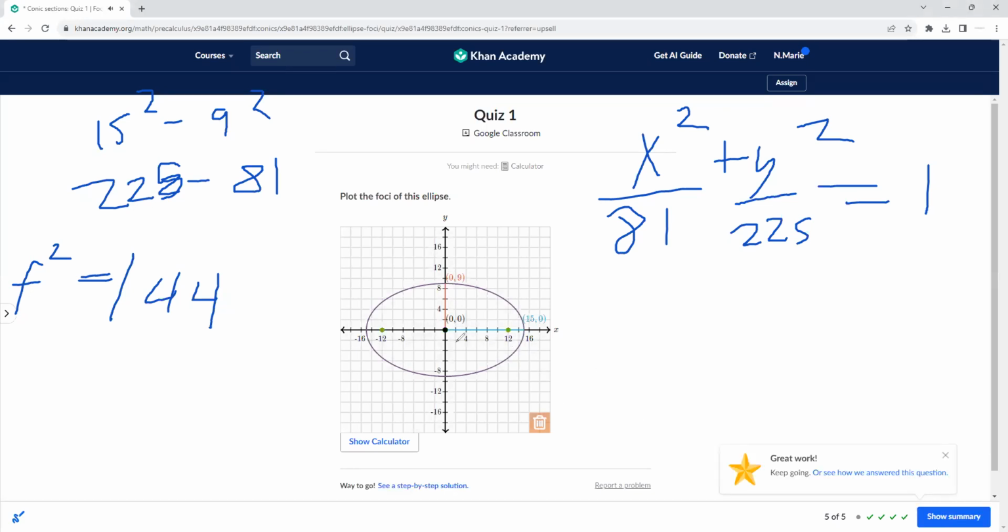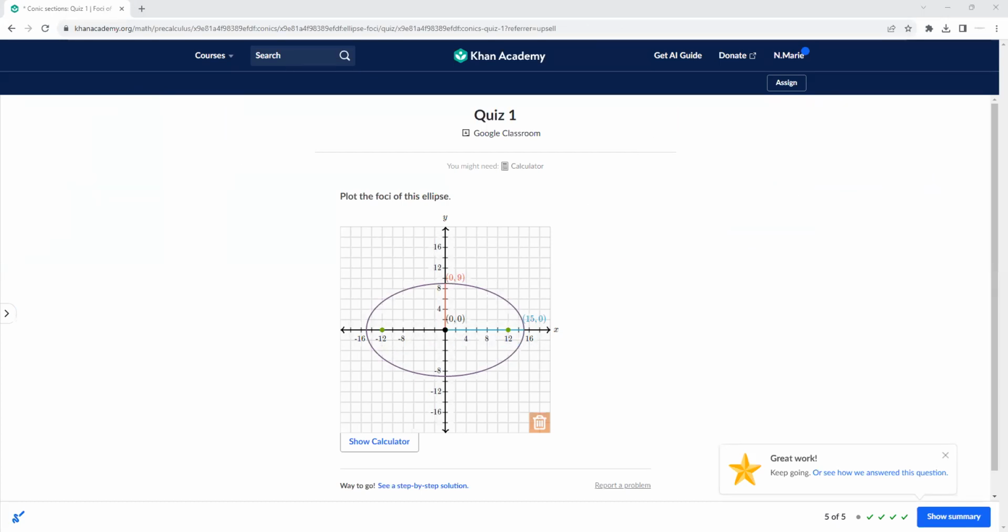And there it is. The foci is always going to be inside the ellipse, right? It's the distance from the center. And so there it is for ellipses.